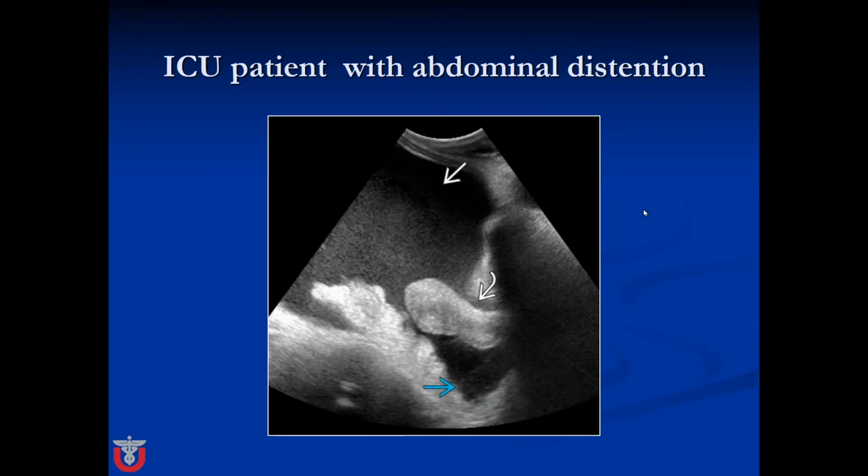Another place you might use point of care is you're working in the unit and a patient has abdominal distension. And so you can quickly see their belly is full of fluid. This is the uterus.